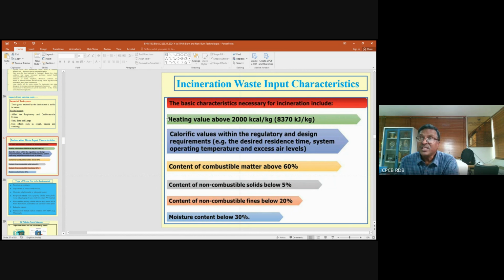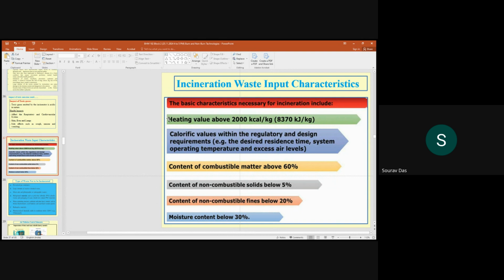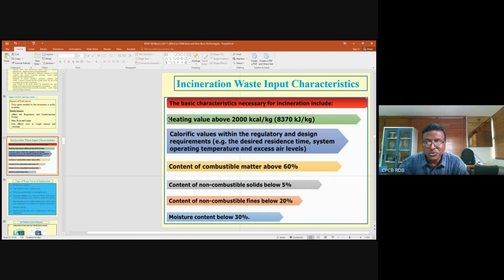Sir, which figure should we remember, 2000 kilocalories or 8370 kilojoules? I can remember 2000 kilocalories per kg. That is the calorific value, we say, heating value. If any waste has 2000 kilocalories per kg, you can incinerate the waste easily without auxiliary fuel.